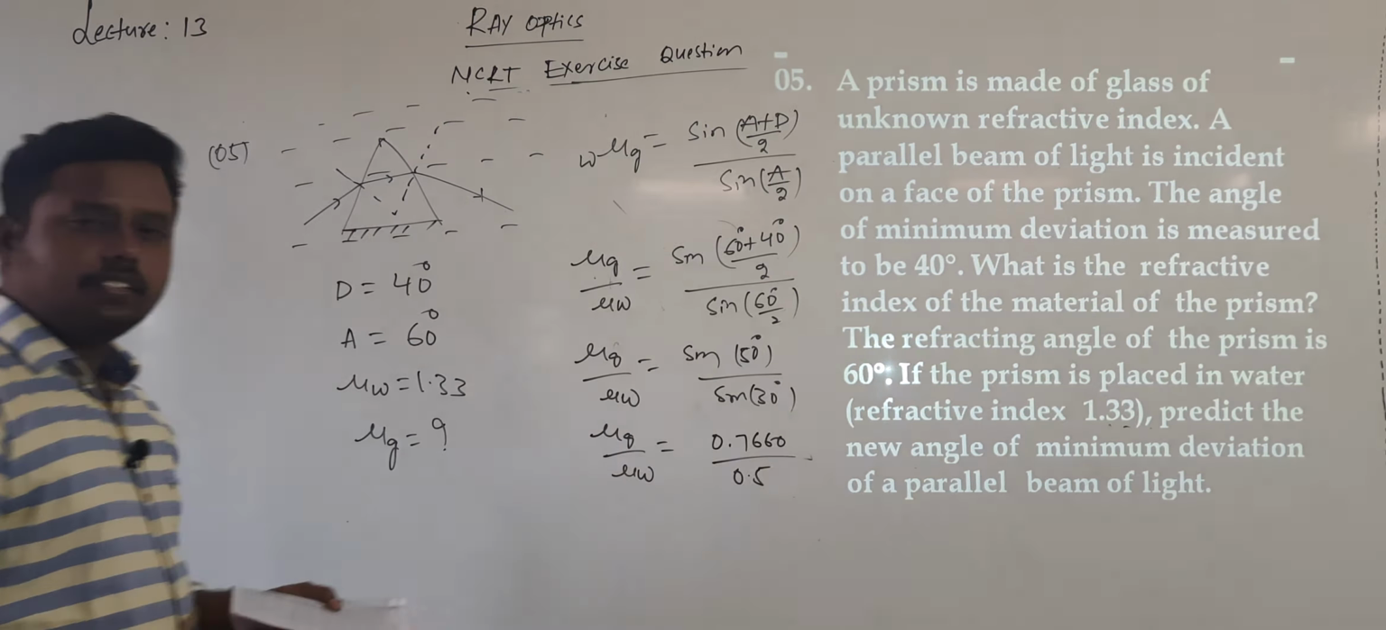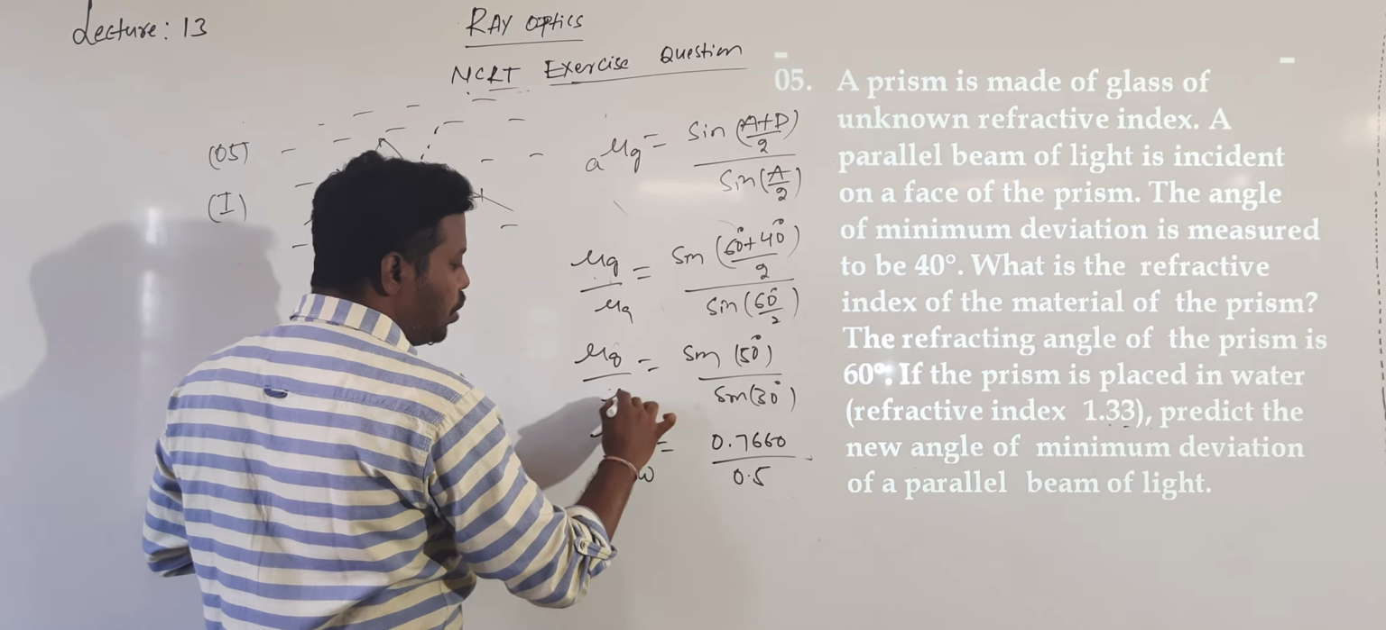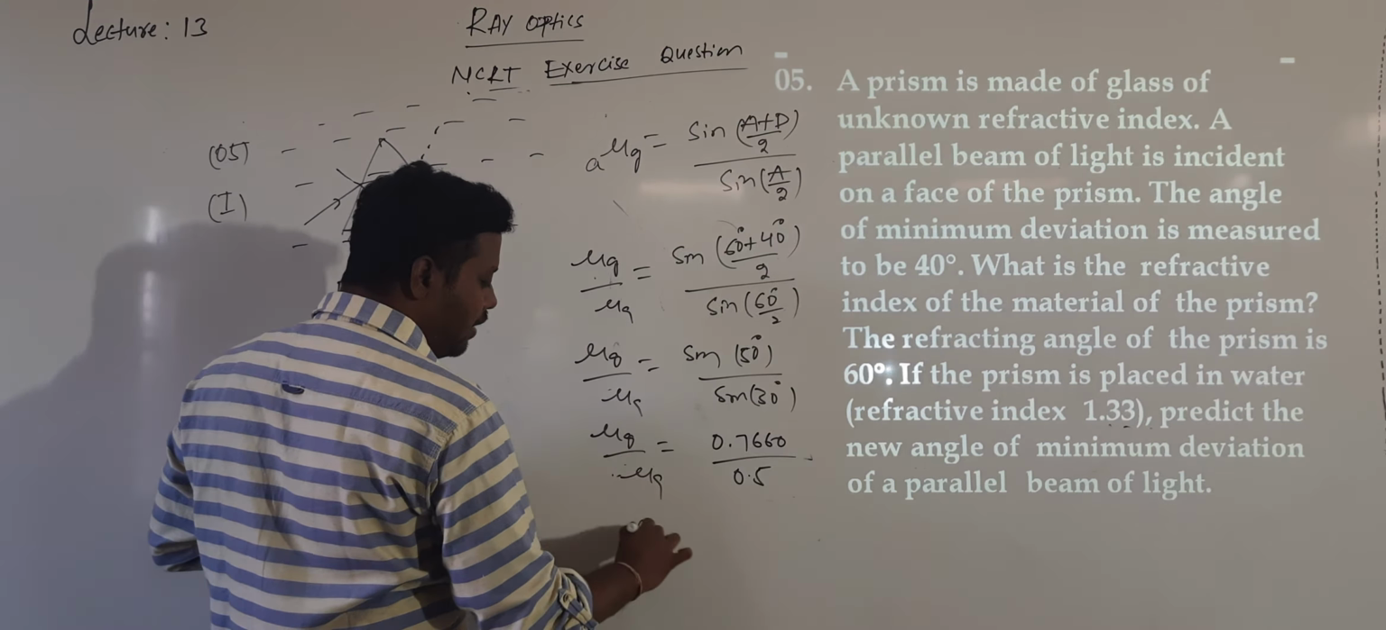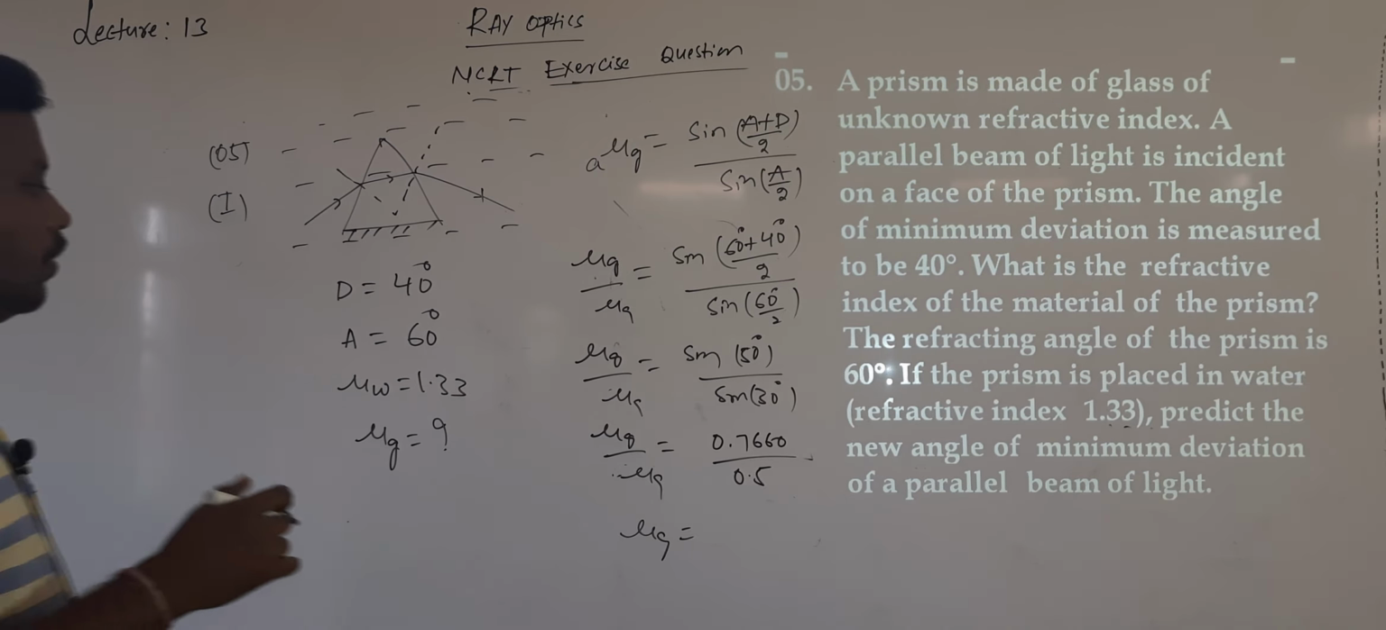In these two questions, what is the first question? In the first question, the prism is placed in air only. This is the first part. In this part 1, when it is in air, here it is mu A and here it is mu A. Then directly we will get the refractive index value, which is 0.7660 divided by 0.5. So I will get this value. Actually, if calculations are simple, you can directly write. So this value will be given by 1.532.